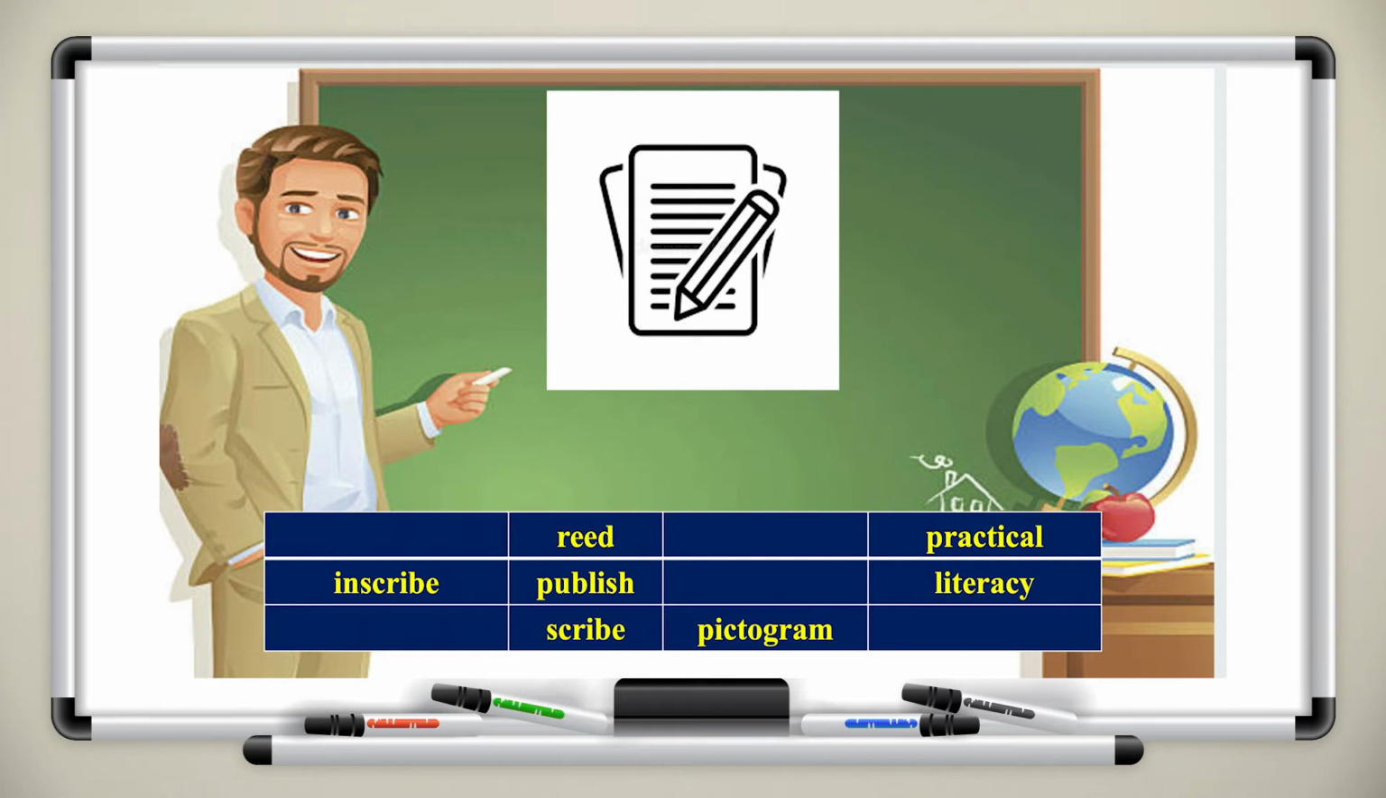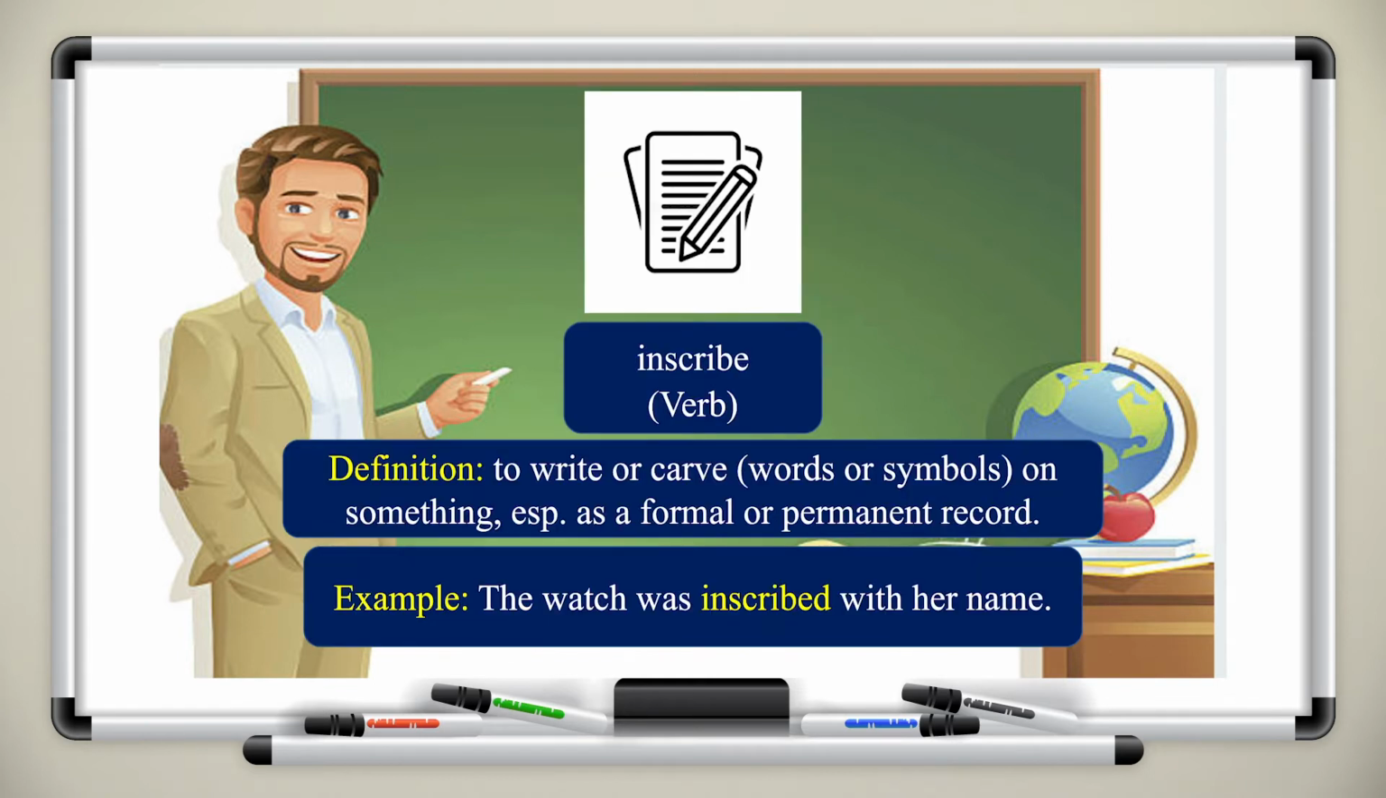Next one, we have pen and papers, or maybe clay tablets, and whatever. You inscribe. It's a verb, to write or carve words or symbols on something, especially as a formal or permanent record. For example, the watch was inscribed with her name, so we can print or carve something into objects, or maybe clay or wood or anything.